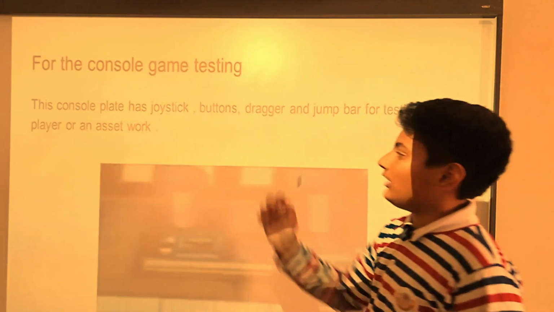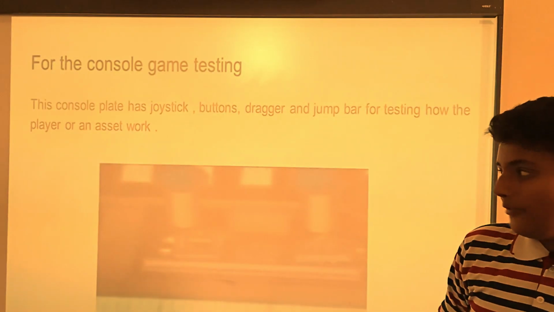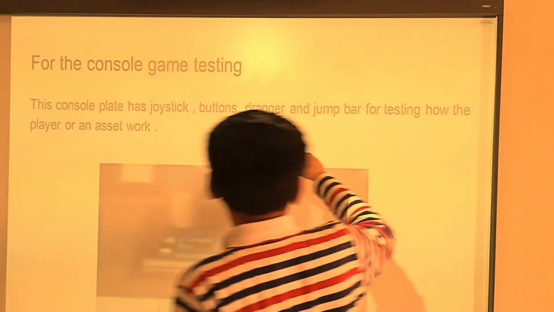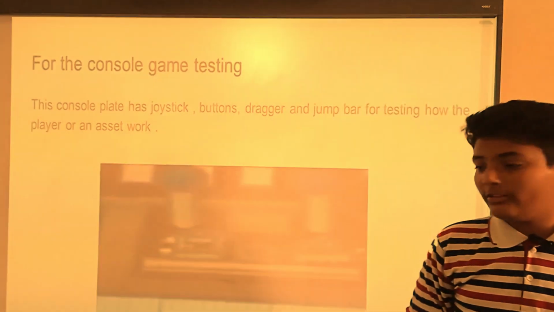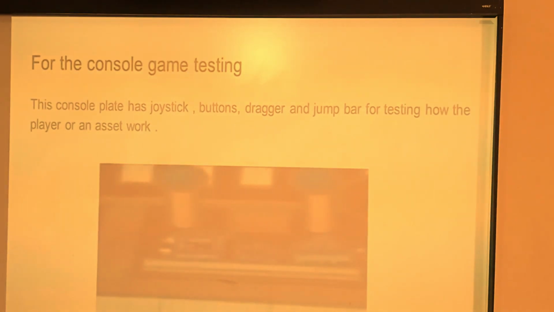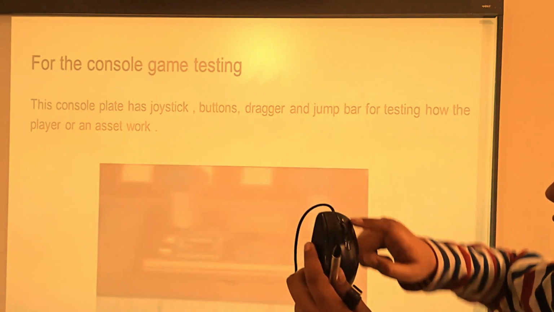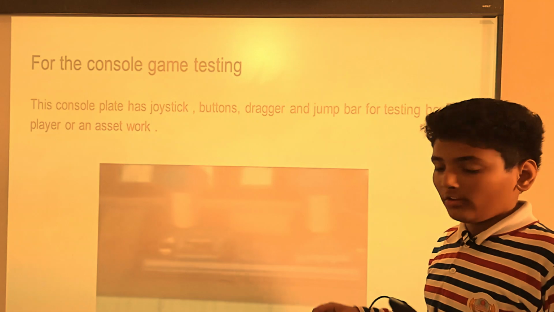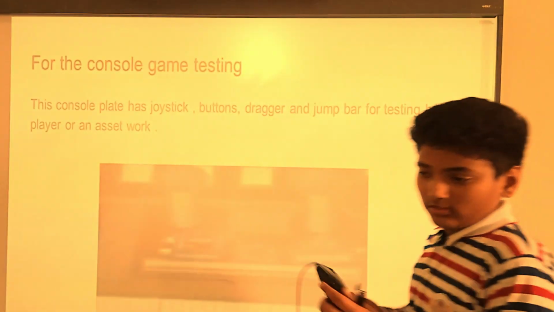For console game testing, as I told you, Steam Deck, Nintendo Switch, PS4, PS5. This console plate has joysticks, buttons, a dragger or jump bar for testing how the player or an asset works. If you don't know the dragger, this is a mouse, and you see there is a scroller in here. So if you want to do drag jumping, you can use this console also. It will drag and it will roll also.